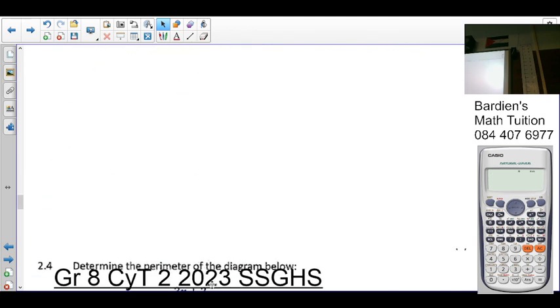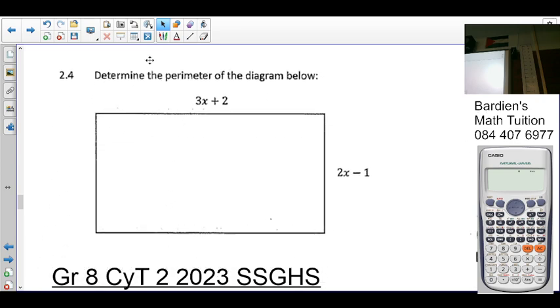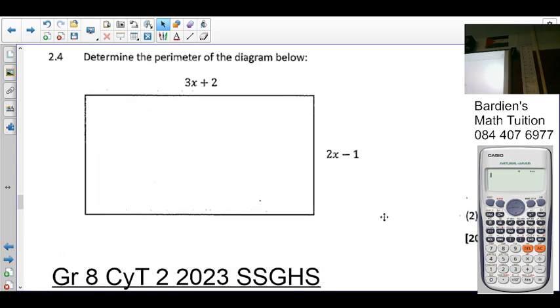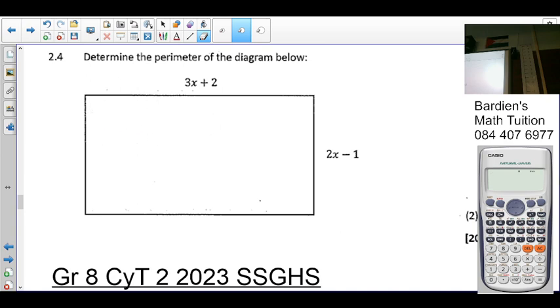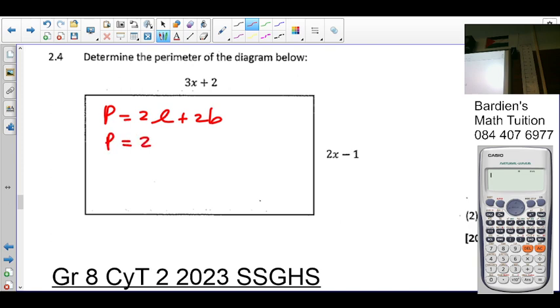Let's carry on to the next one. Determine the perimeter of the following diagram. People, how do you calculate the perimeter? It's 2 length plus 2 breadth. The perimeter is going to be 2 length plus 2 breadth. What's my length?